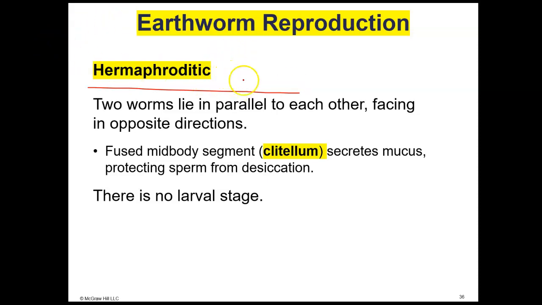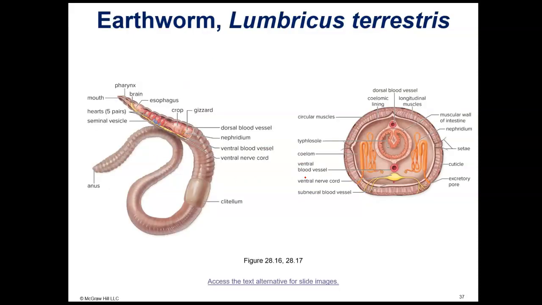So this enables any earthworm that comes across any other earthworm, under the ground in the soil, they can mate. What they do, they lie parallel to each other. They face in opposite directions, and they fuse their clitellum, which is kind of a thickened area on the earthworm, closer to the head, that secretes mucus and protects the sperm from drying out. There's no larval stage in the earthworms.